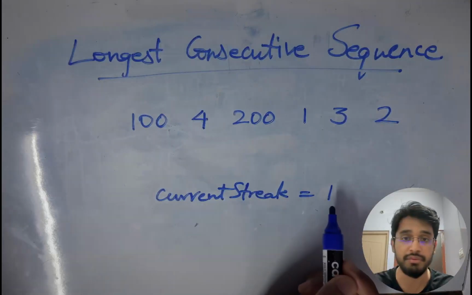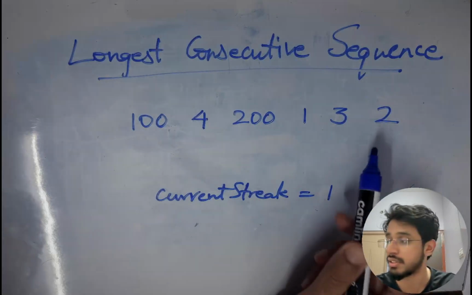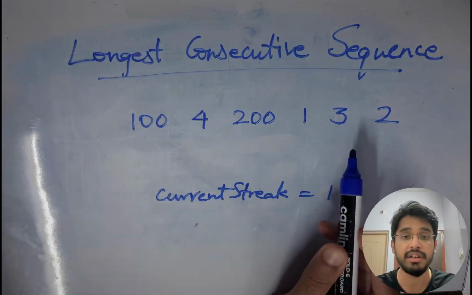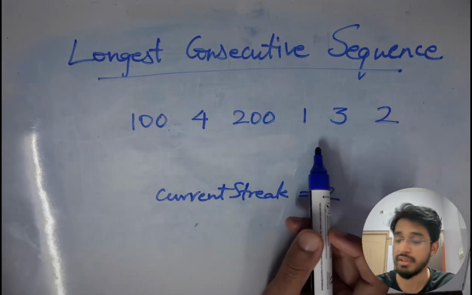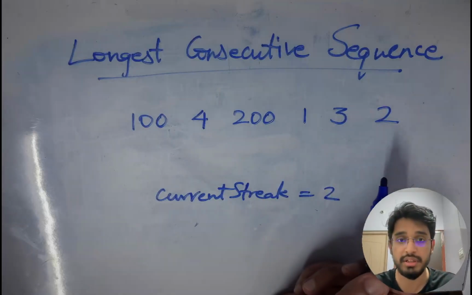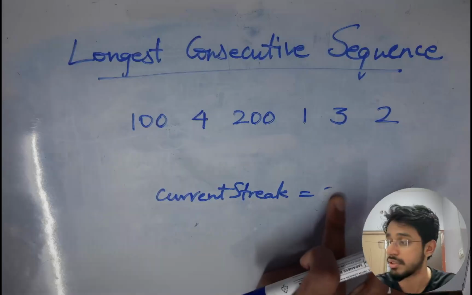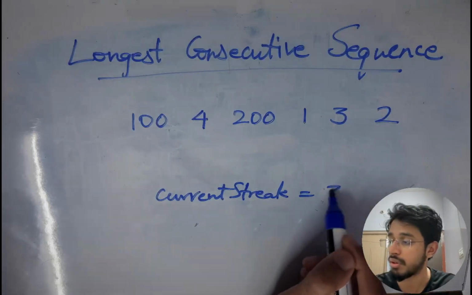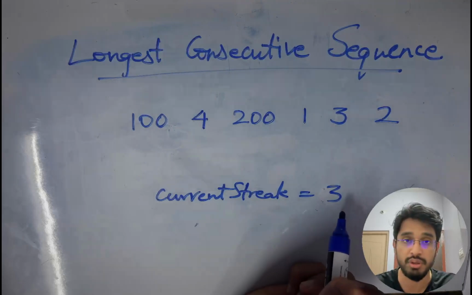Okay. And then from 2, we need to check the next value, that is 3. Does 3 exist? Yes, it does exist, so we again increment the streak to 2. And then we check if the next number of 3, that is 4, exists. It exists over here, so we again increment the streak. Okay. So after 4, 5 doesn't exist, right? So we have completely broken the streak over here.